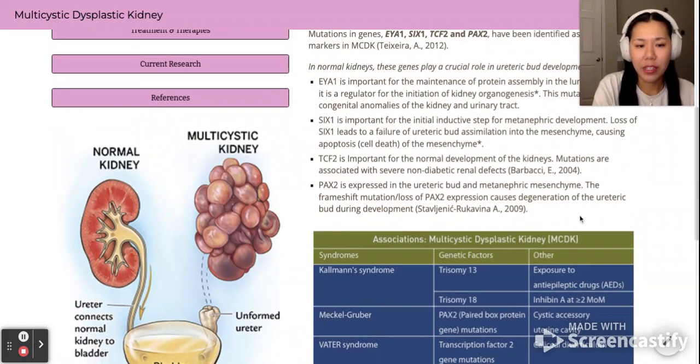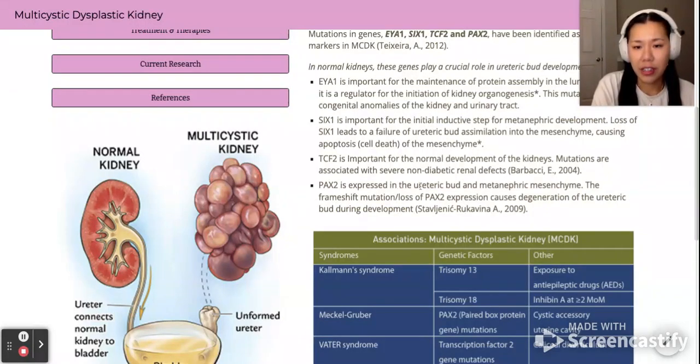And then the PAX2 expression, that one impacts embryonic development, and the mutations mainly occur on exon 2 and 3, and it basically provides instructions for formation of the kidneys, eyes, ears, brain, spinal cord, like central nervous system, etc. And then after birth, it is thought to protect against cell death and cellular stress.